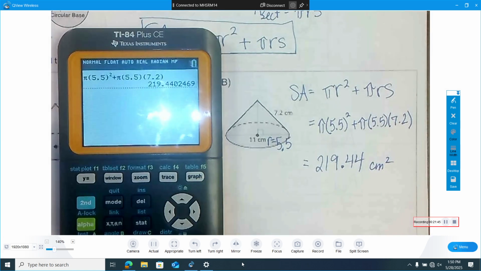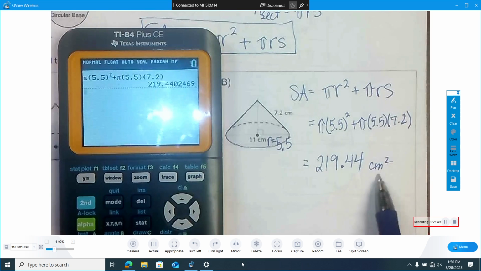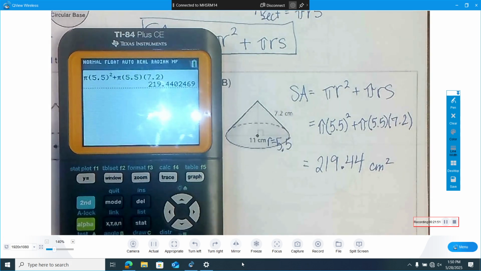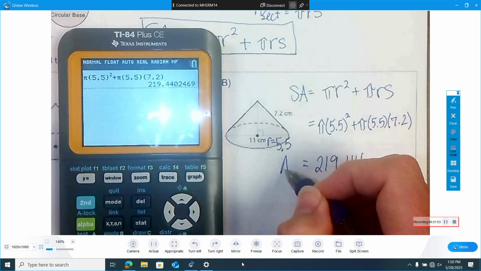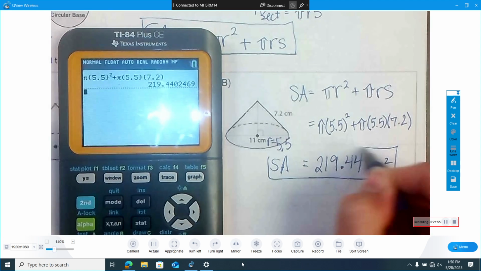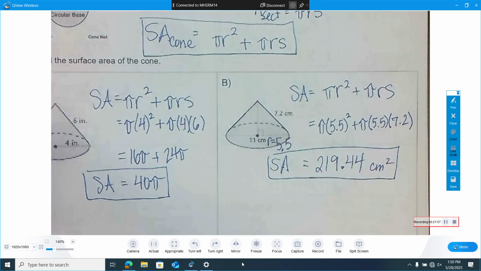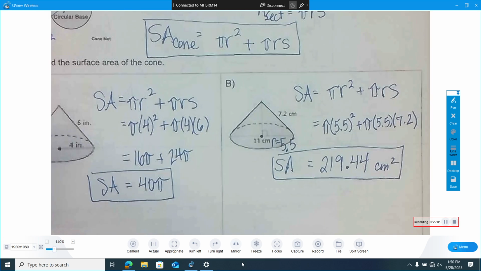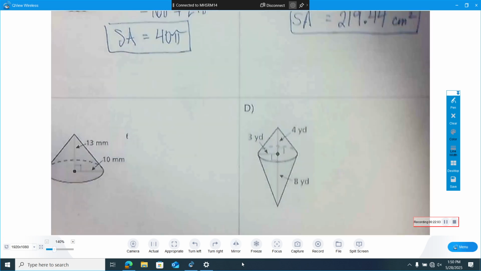Again, pay attention to how many decimal places they want you to round to. Make sure you read that sort of thing. This is centimeters squared because we are talking about area. Area always has square units. All right. Any questions on these two? Formulas are easy, right?